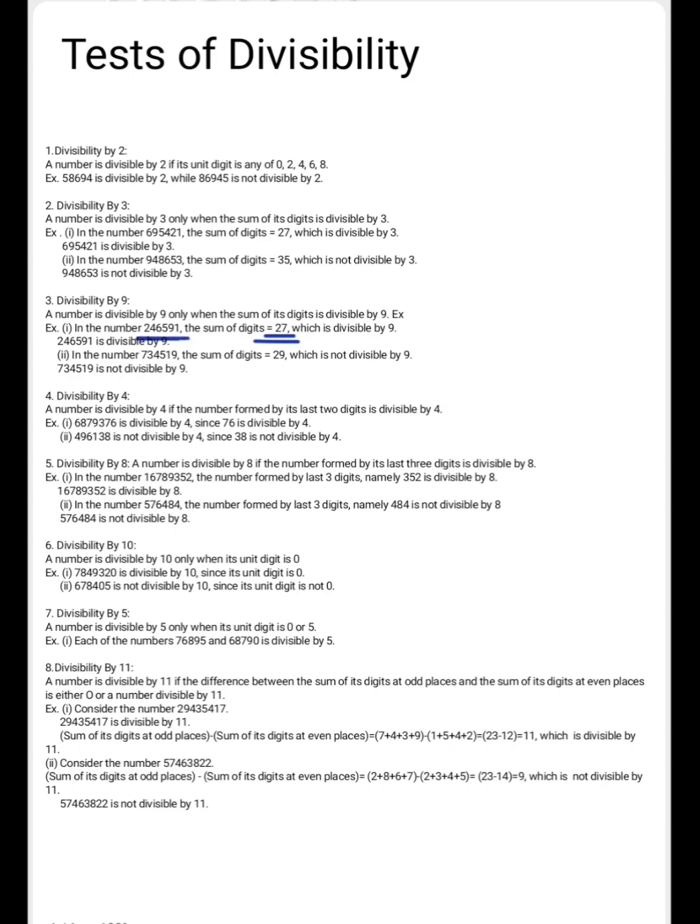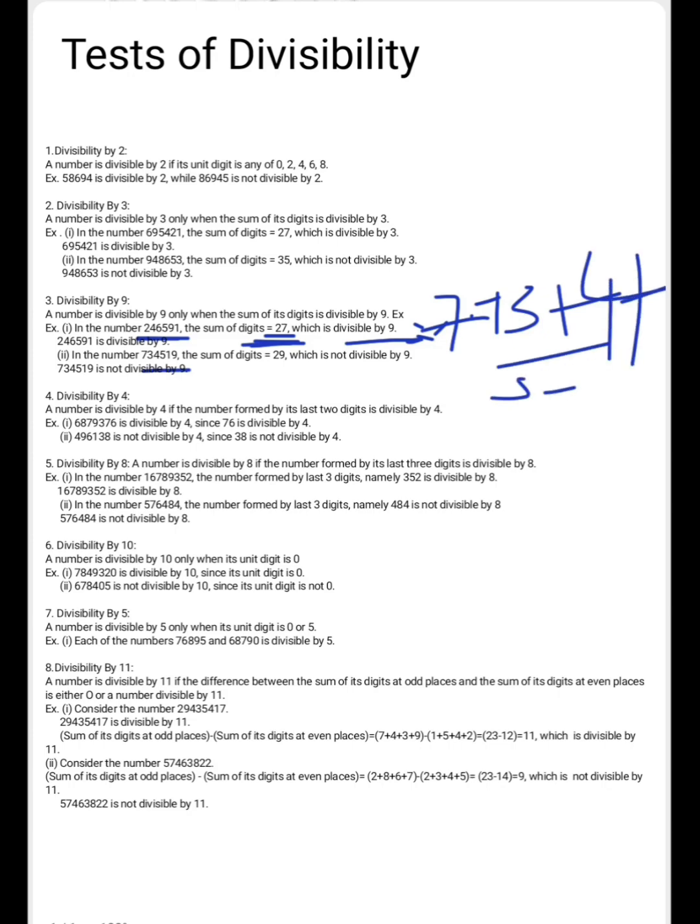Here, for example, 246591. If we add all these digits, we get a value of 27, which is divisible by 9, since 9 threes are 27. Similarly, take 734519. If we add all these digits, 7 plus 3 plus 4 plus 5 plus 1 plus 9, we get a value of 29, which is not divisible by 9.